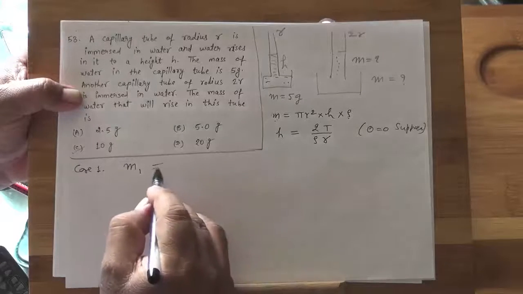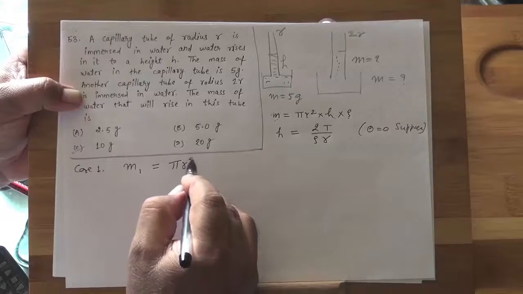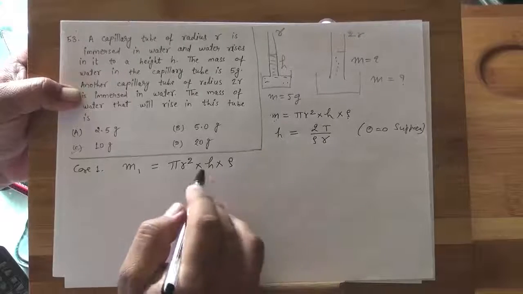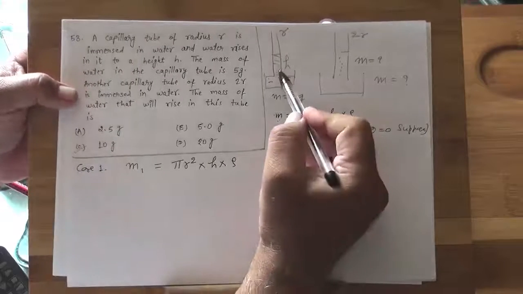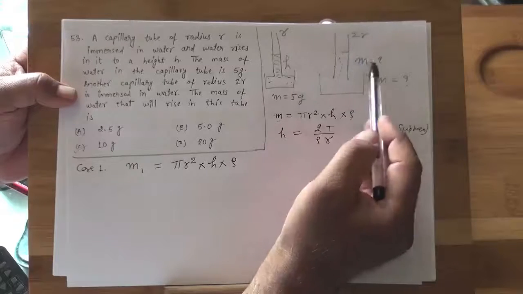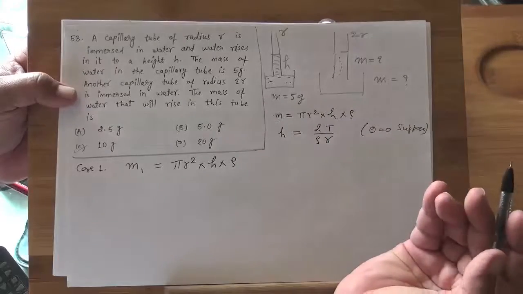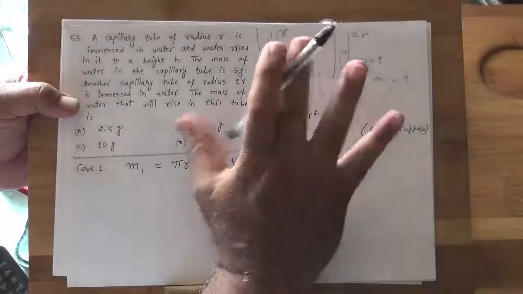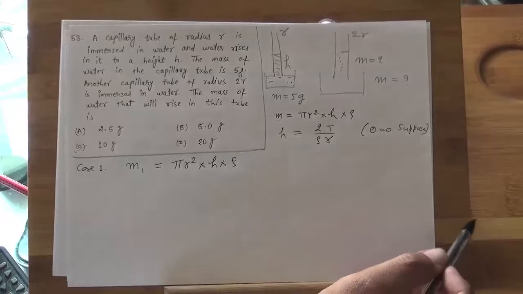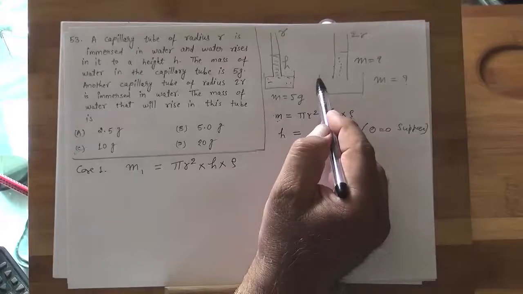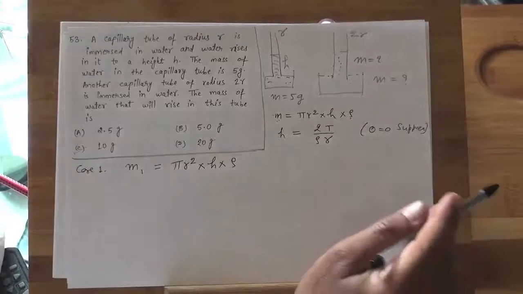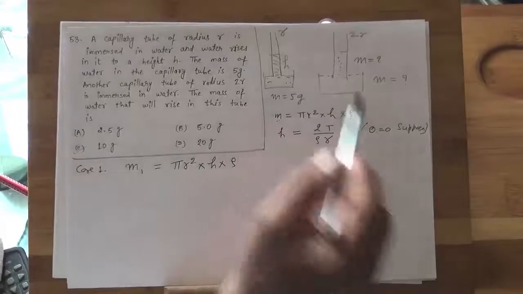Mass in capillary 1 is pi r square into h into rho. And how much is T? What is common in the two? Radius? No. Mass? No. Height? No. If mass is not common, radius is not common, height is not common, then what is common which we can take help? Answer, surface tension is common, because both are using glass and water.